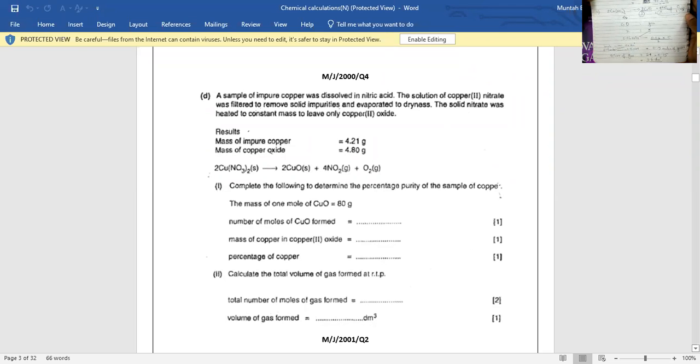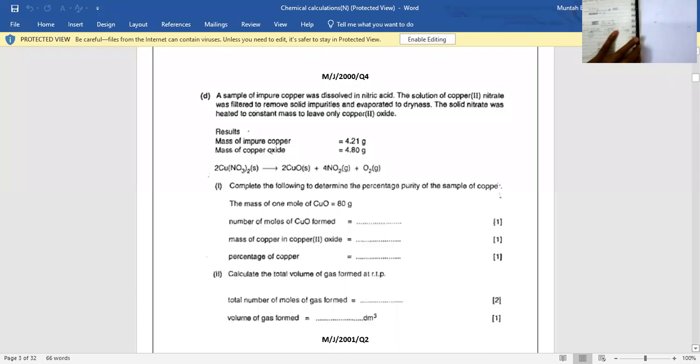Miss, I don't get how it is the 5 ratio. Can't we just do the 2:4:1 ratio? So they are asking you the total volume of gas. Even if you take 2:4:1, first of all, it will make your calculation complicated. Secondly, it will give you separate numbers of moles and everything. And Miss, when there are 2 copper oxide, shouldn't it be 2 times 0.06? Who is this? Me, Miss Zainab.